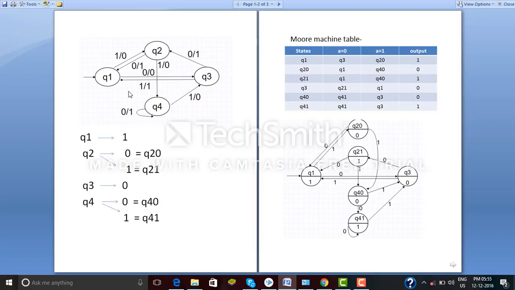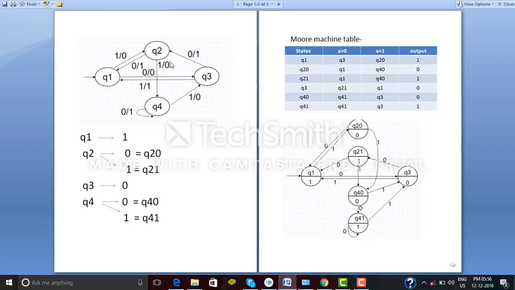Now by seeing this Mealy machine, we can draw the rest of the table. As we can see, by giving input 0, it comes towards the Q3 state. That's why we write here the Q3 state. By giving input 1, it comes towards the Q2 state, but here you can see it gives output 0. That's why we take the Q2 0 state and we write it here.